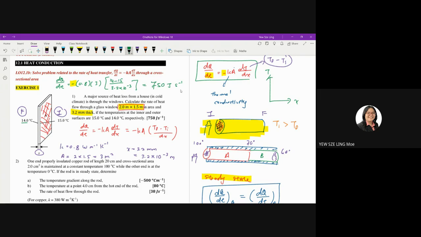Okay, so for every second, this amount of heat will travel from the hot end to cold end. All right. So the energy flow in 1 second is 750 joule per second. So that is how you solve question 1.